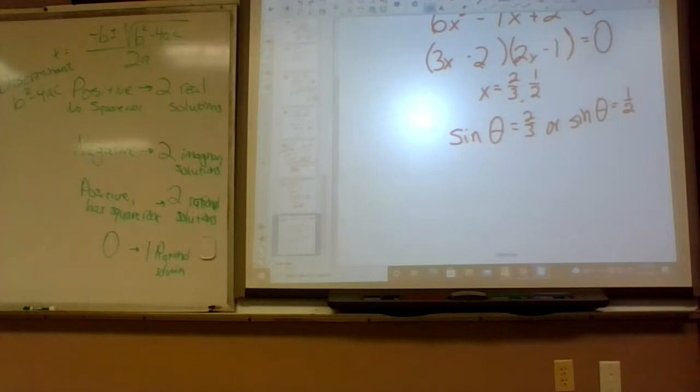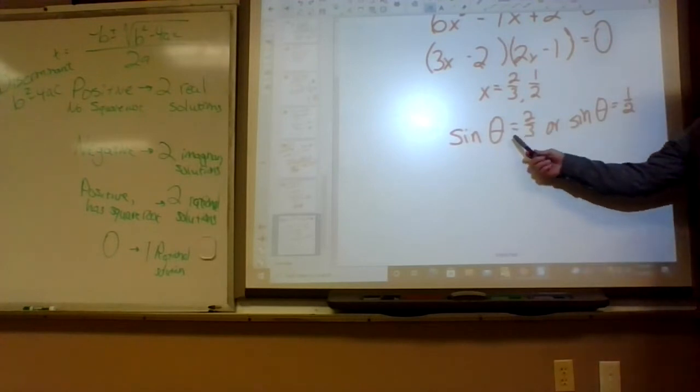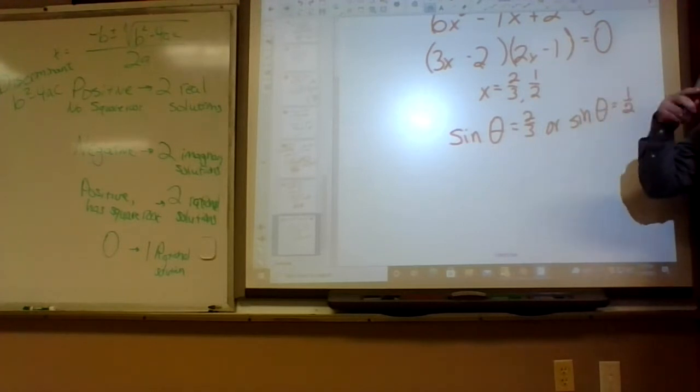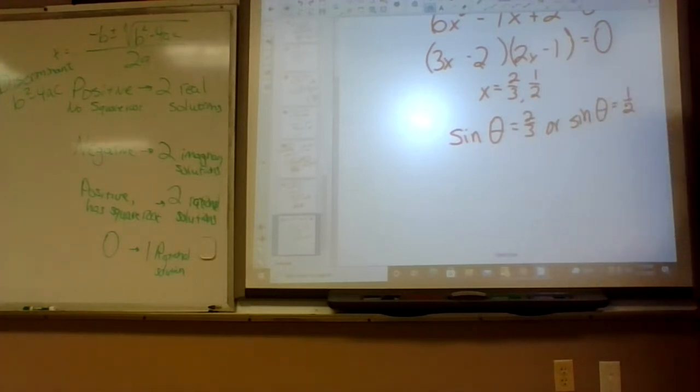What quadrants is sine positive in? Do you guys remember that? The top 2. 1 and 2. So these are about to give us first quadrant angles. So we need to find the second quadrant angles that go with them. This one was 30. We just did this one, right? You guys remember what the second quadrant angle is that goes with 30 degrees? 150.